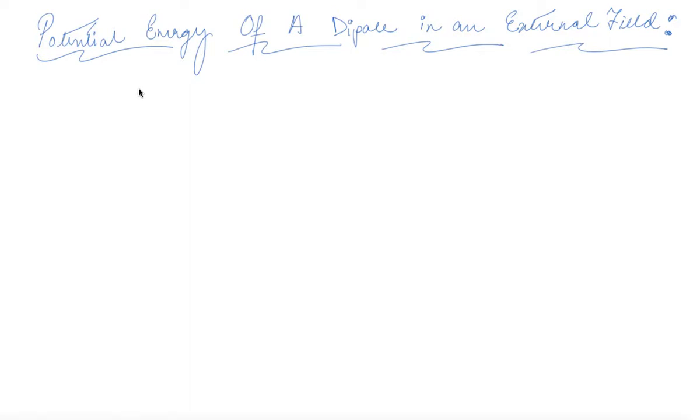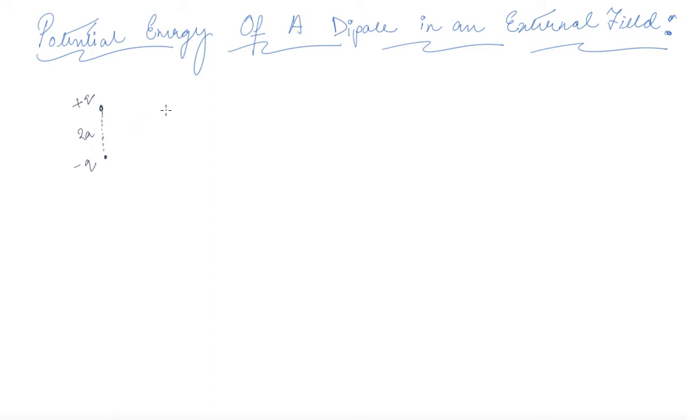Now let's have a discussion about potential energy of a dipole in an external field. We have many a time discussed dipoles. A dipole is two charges of opposite sign, that is if one is plus the other is minus, separated by a distance of 2a, where a is very small. So this can be considered as a dipole.